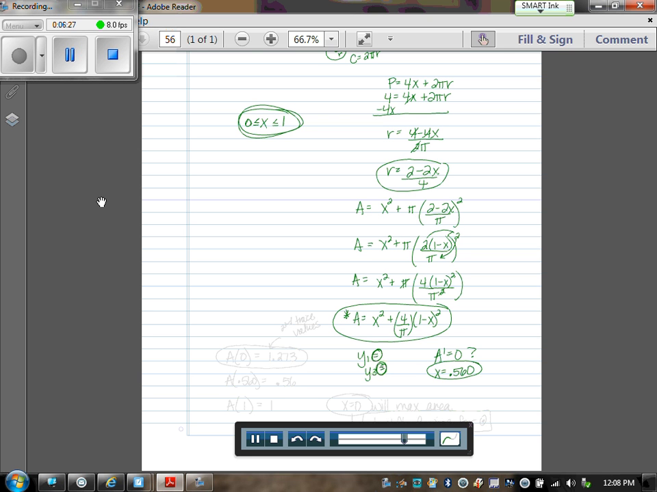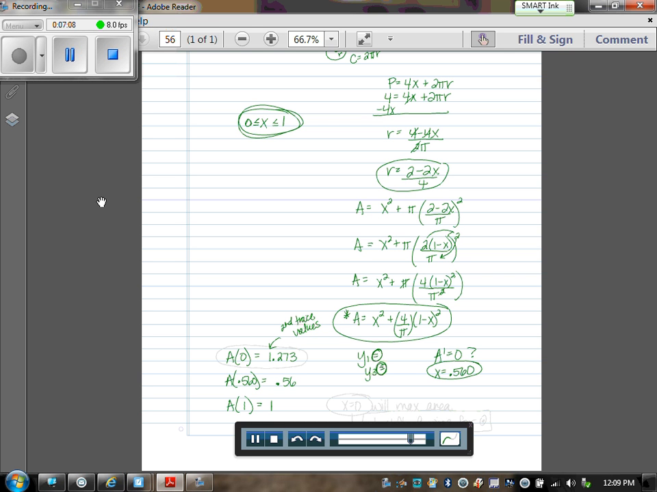So I'm going to test my endpoints and my critical value in my area formula, all still using your calculator, so make sure your original graph is highlighted. You're going to do your second trace values, making sure that your original one is highlighted. Plugging in 0 for x, you should get a y value of 1.273. Plugging in 0.560 for x, you should get 0.56. Plugging in 1 for x, you should get 1.